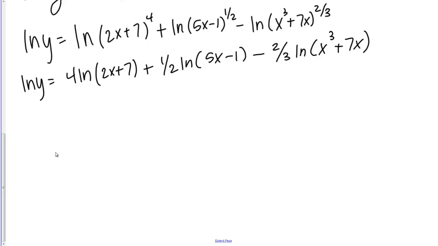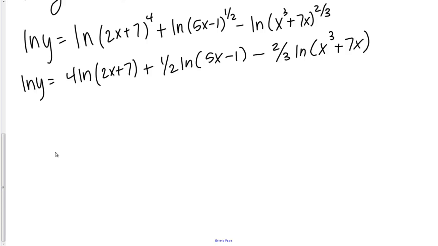The next step, after you've completely expanded everything, is to take the derivative of both sides of the equation. When you take the derivative of both sides, you need to remember to use the chain rule. And that's going to be important on both sides of the expression.